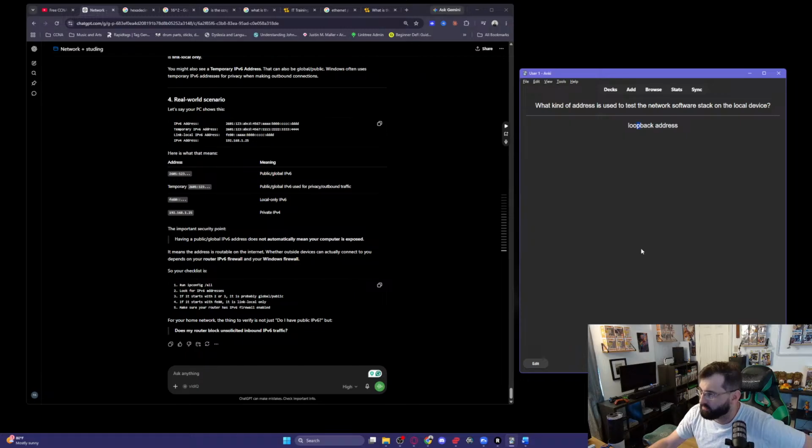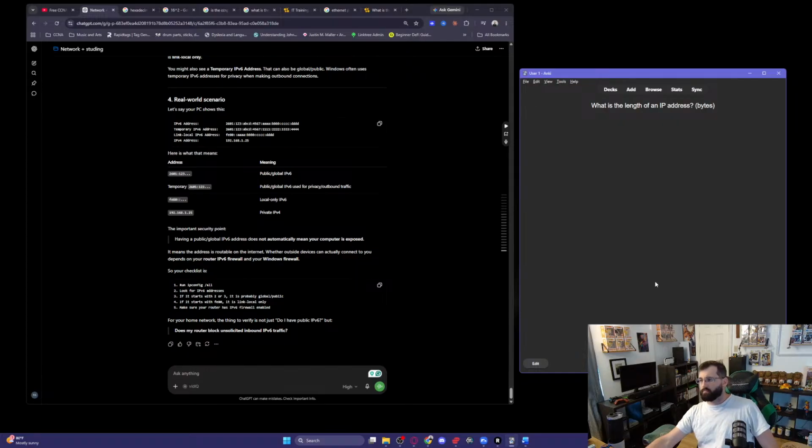Very, very interesting. Okay. What kind of address is used to test the network? Oh, it's a loopback address. What is the length of the IP address in bytes? It's 32. Oh, bytes, not bits. 4. Damn it.